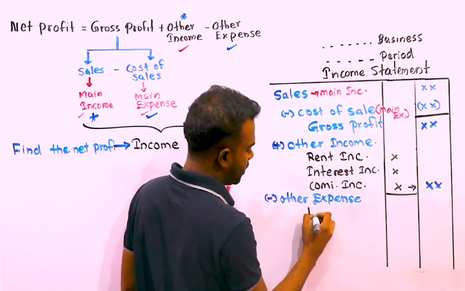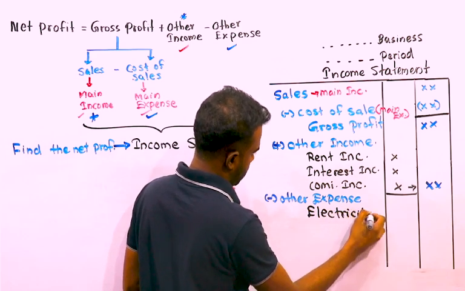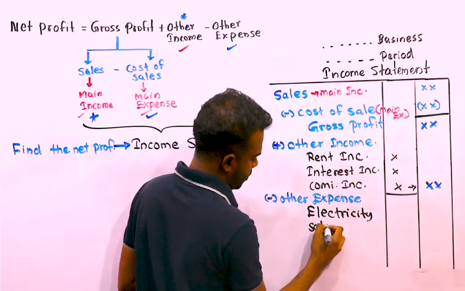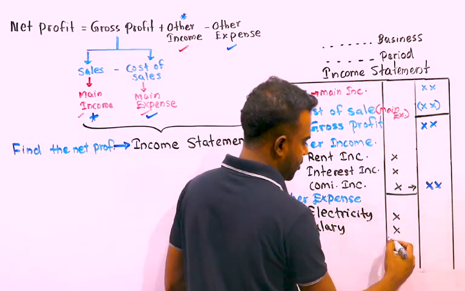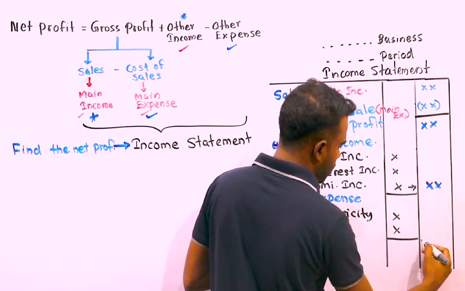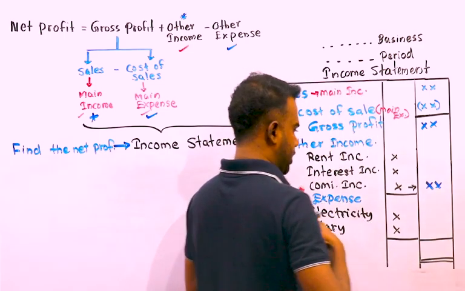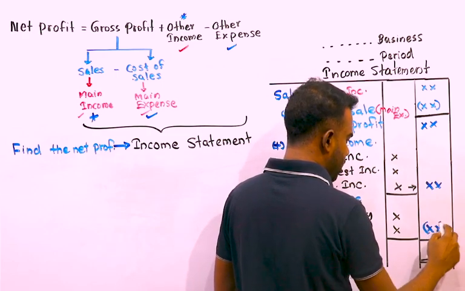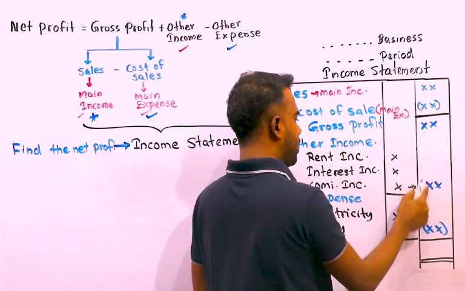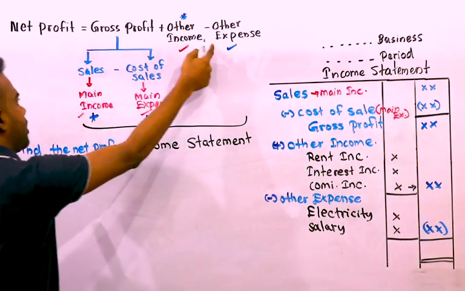Electricity, salary, right? If there are any examples, you can go towards the next column. But you have to deduct it, right? Gross profit plus other incomes minus other expenses.